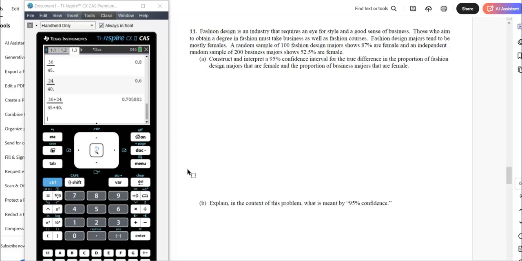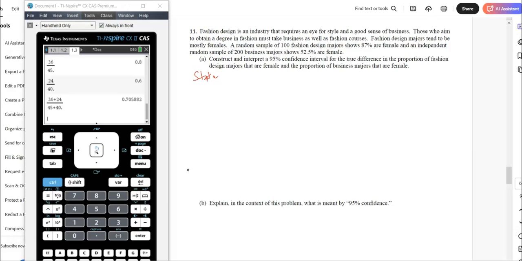We'll find out. Construct and interpret a 95% confidence interval for the true difference in proportion of fashion design majors that are female and business majors that are female. Okay, so we've got to do the whole nine yards here. So just think through what the state step is for this one.